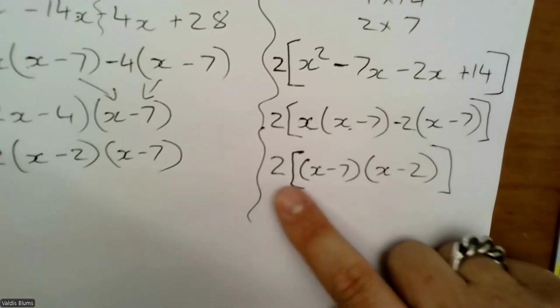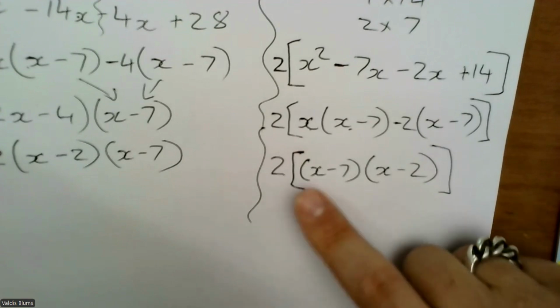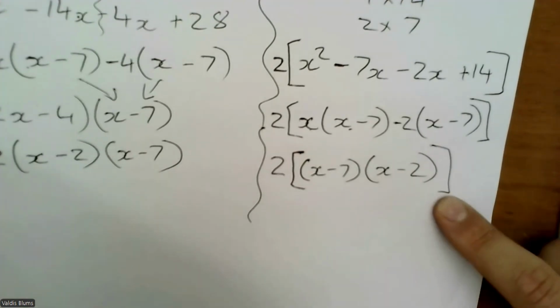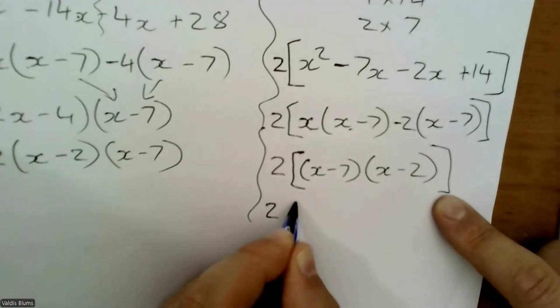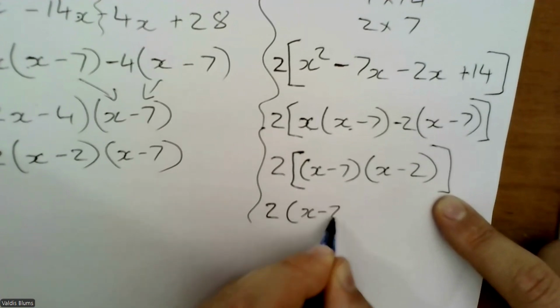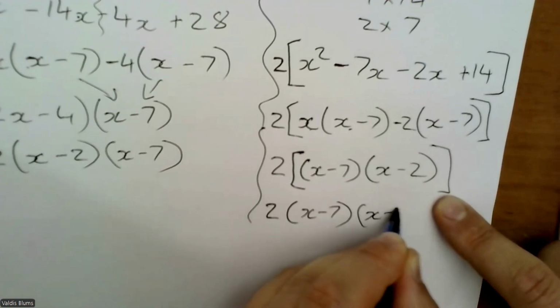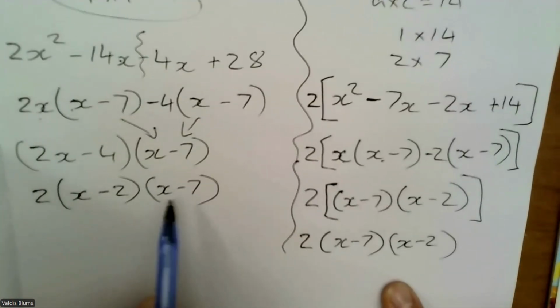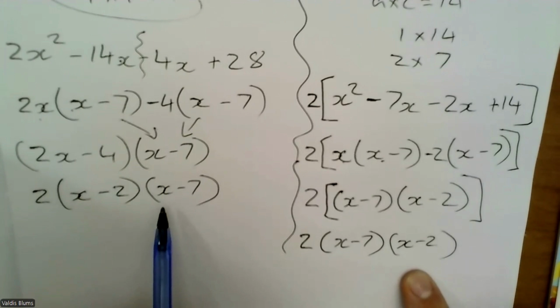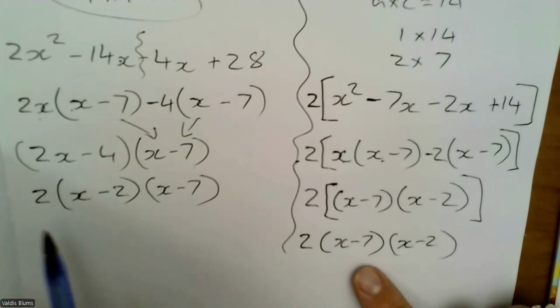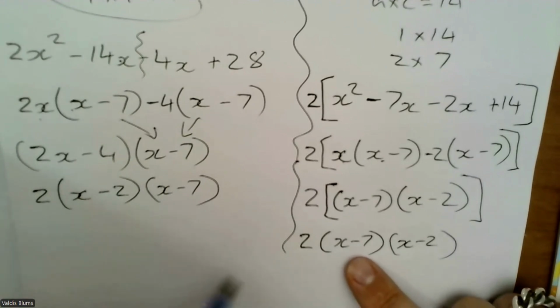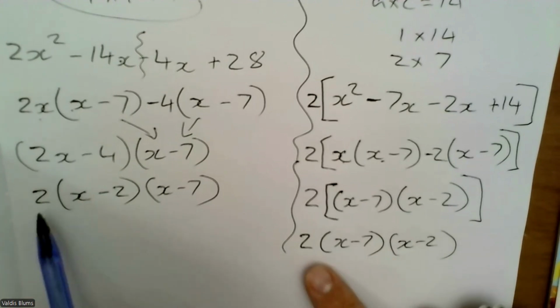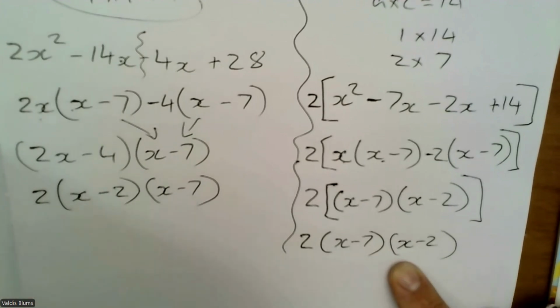Now, because all of this is multiplied together, you don't actually need this large square set of brackets anymore. It's unnecessary. So we just write it as 2x minus 7, x minus 2. And we see we got the exact same thing. Again, order doesn't matter because it's multiplication. A times B times C is the same as A times C times B. So all three terms are still the same.